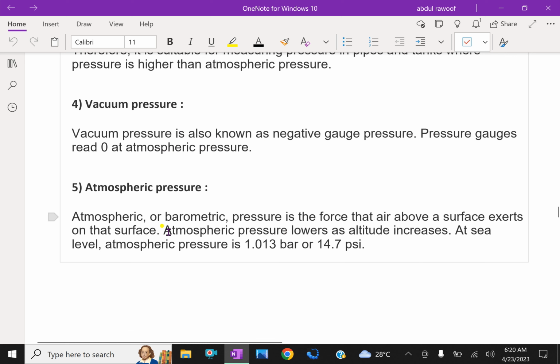Atmospheric or barometric pressure is the force that air above a surface exerts on the surface. Atmospheric pressure lowers as altitude increases. That means as you go higher and higher above the earth, the pressure is reducing. At sea level, atmospheric pressure is approximately 1.013 bar or 14.7 psi.